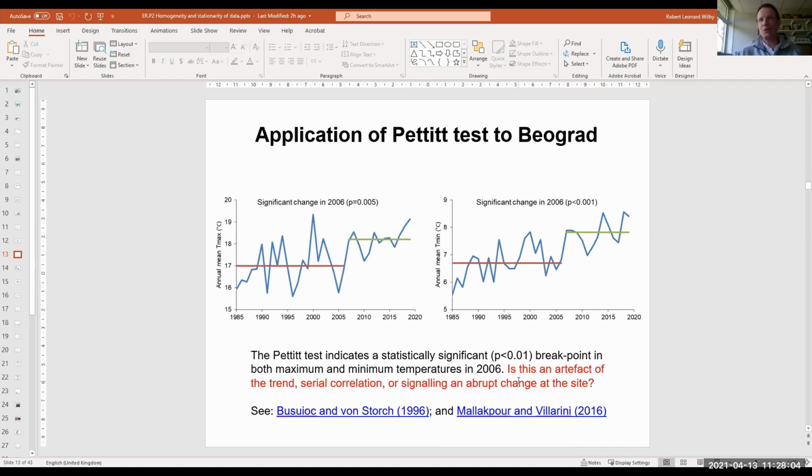So those of you who are thinking of using this test in your research, I really encourage you to look at these two lovely papers, which provide an honest appraisal of the things you need to be aware of with the Petit's test. They say, for example, that these tests are most likely to find a breakpoint if the actual breakpoint occurs in the middle of the series rather than at the beginning or the end. So there are other considerations with this test as well. But I think the Belgrade data provides a nice example to provoke our thinking about the trustworthiness of this test.